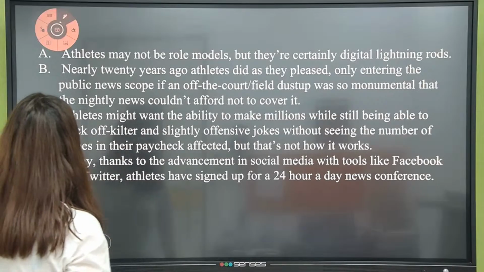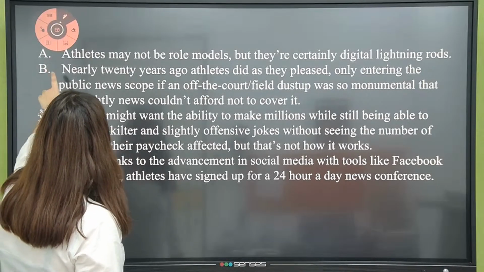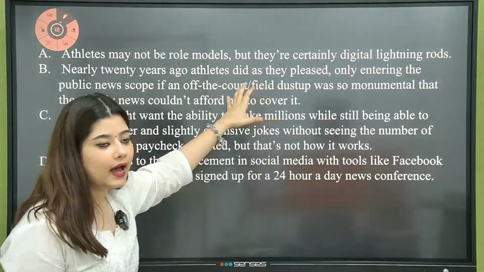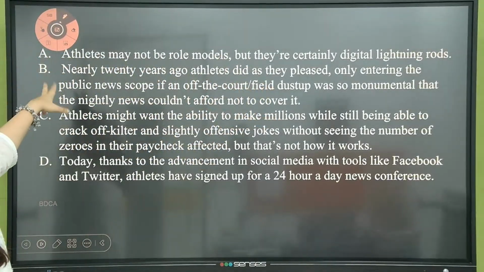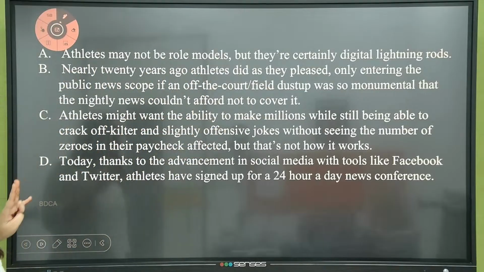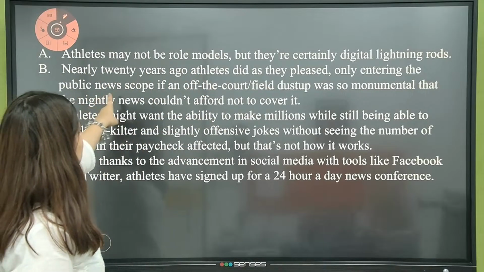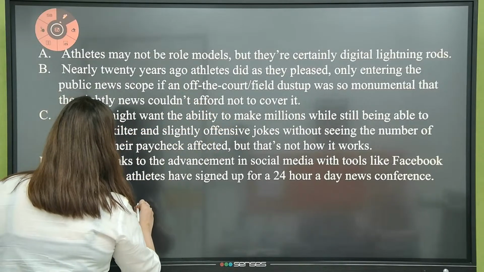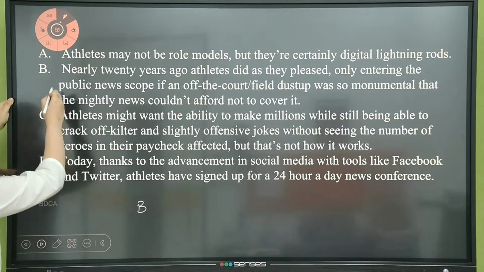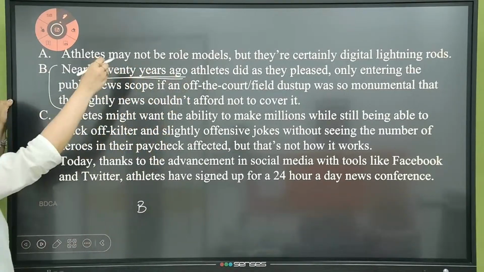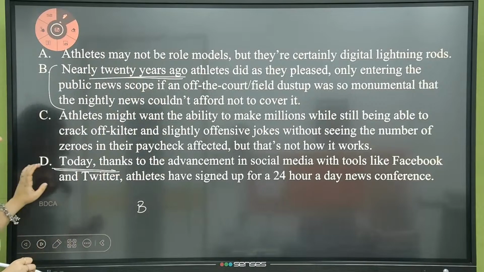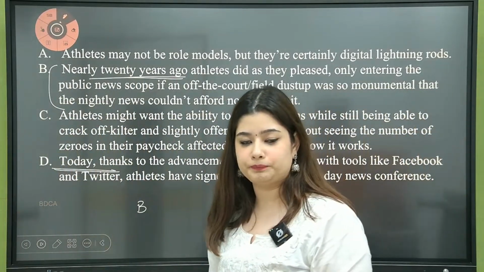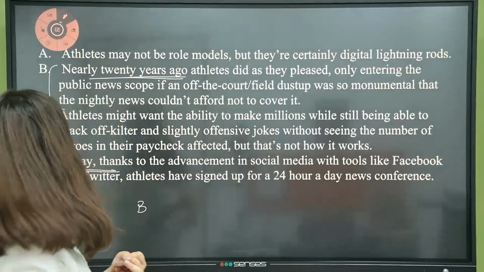Right? So, if we look at statement B, it kind of introduces our idea. It introduces the fact that nearly 20 years ago, athletes did as they pleased, only entering public news scope if an off-the-court field dust-up was monumental. So we can start with B. So it talks about something that happened 20 years ago, and then we're talking about something that is happening at the present time. Time sequence would form a mandatory pair.